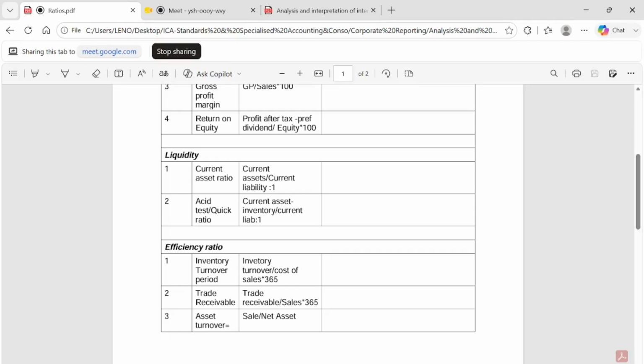All right, so that is it about that. Now let's look at the asset test, or quick ratio. The asset test or quick ratio is also used to determine how quickly the company can settle its current liabilities, right? Because some of the debt cannot wait to be settled.